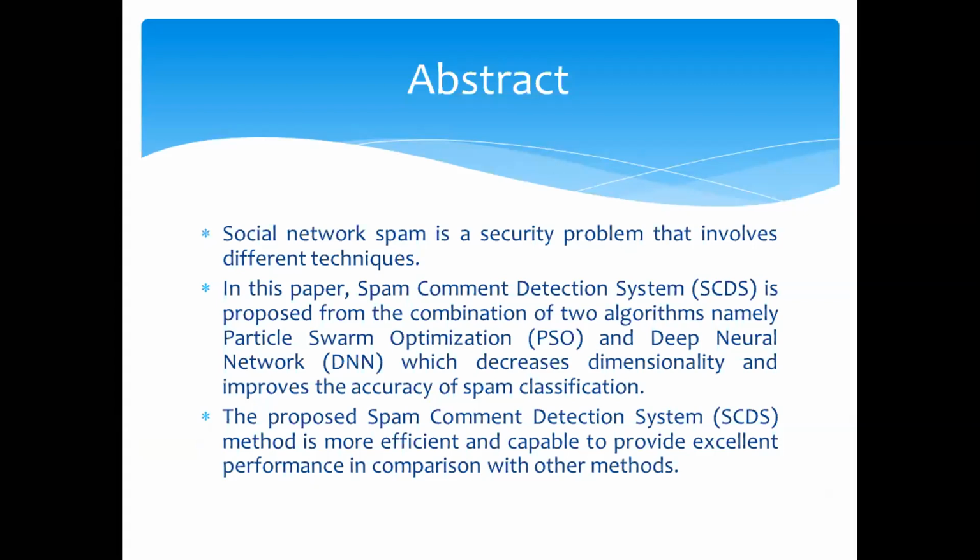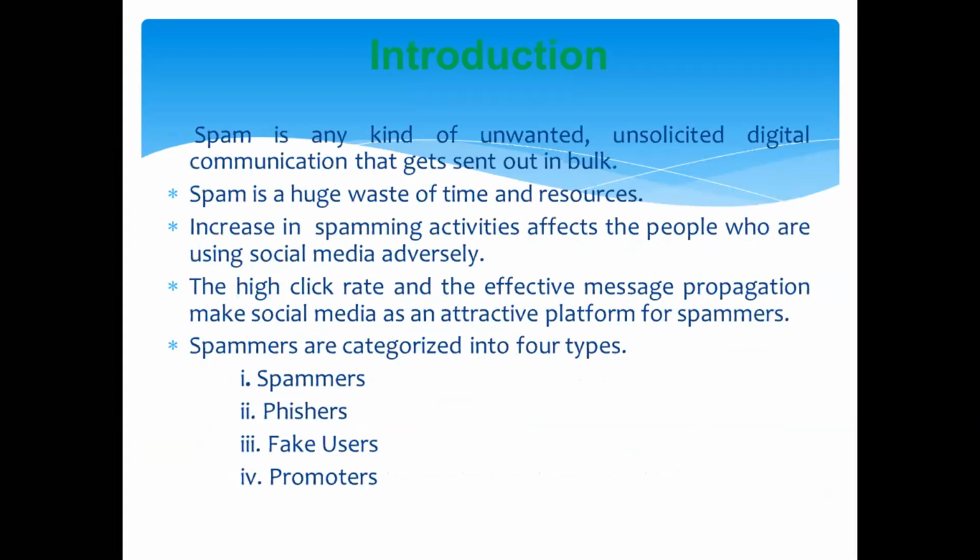Particle swarm optimization is used for feature selection and the deep neural network is used as the classifier. The proposed spam comment detection system is more efficient and provides excellent performance in comparison with other methods. Spam is any kind of unwanted, unsolicited digital communication that gets sent out in bulk.